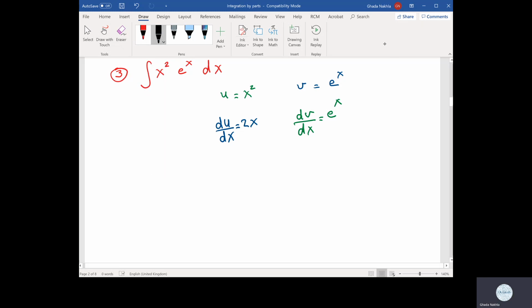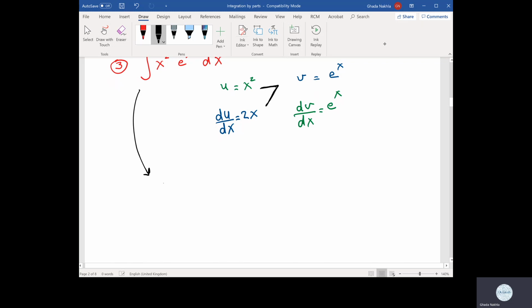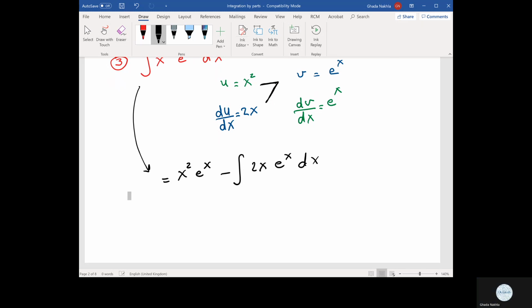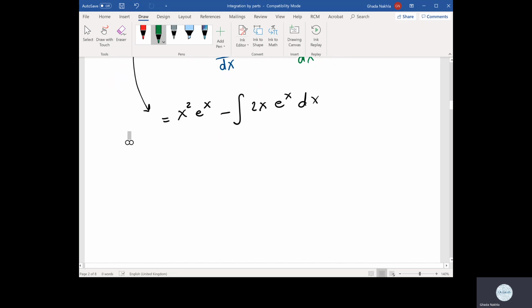Next, I apply the rule. U times v minus the integration of v du by dx. So let's apply it from here. This is equal to u times v, so x squared e to the x minus the integration of 2x e to the x dx. Okay, now how am I going to integrate this one? This one is slightly complex. I'm going to use by parts again in order to integrate this one.